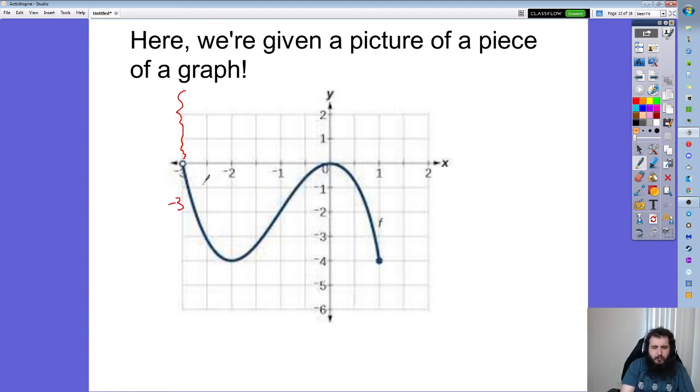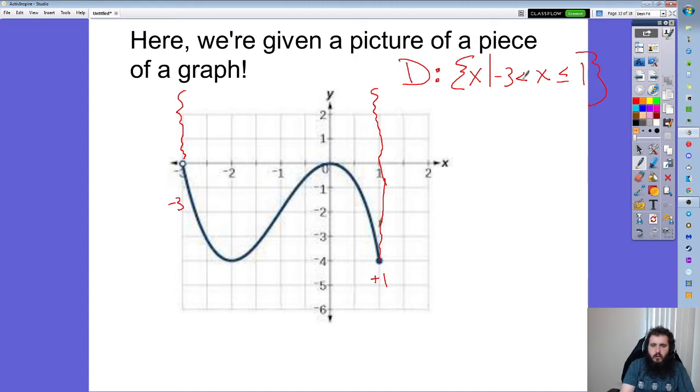Now we keep it going, and where's the rightmost thing? Well, that's here, right? At 1. So the rightmost thing happens at +1. Now, we're going to talk about a number of different ways to do this. If you prefer set builder notation, we're saying the domain is all the x values such that x is between -3 and 1.